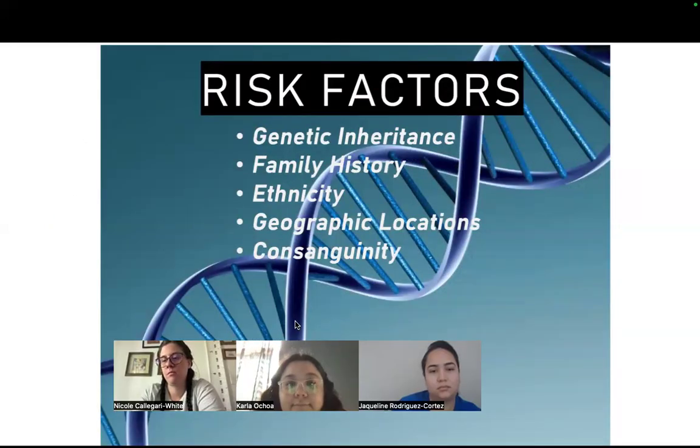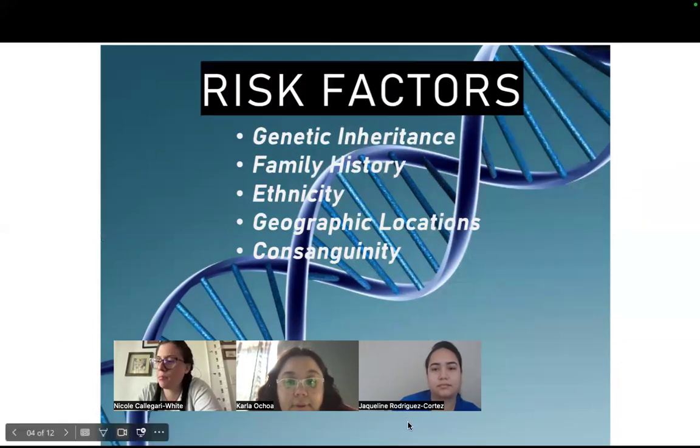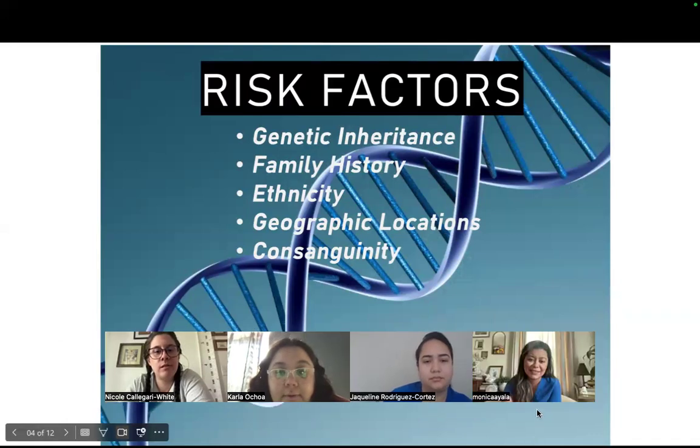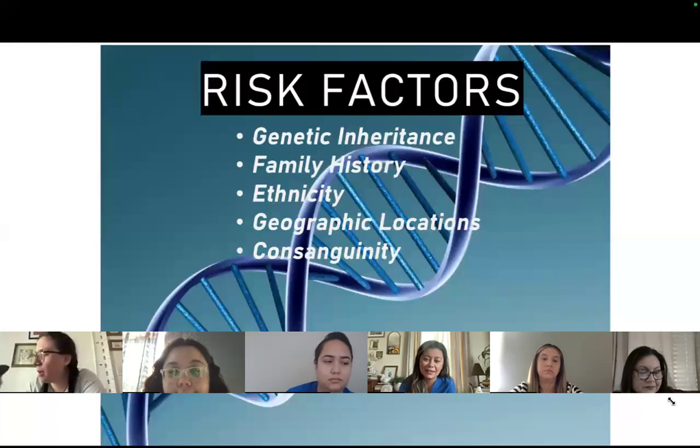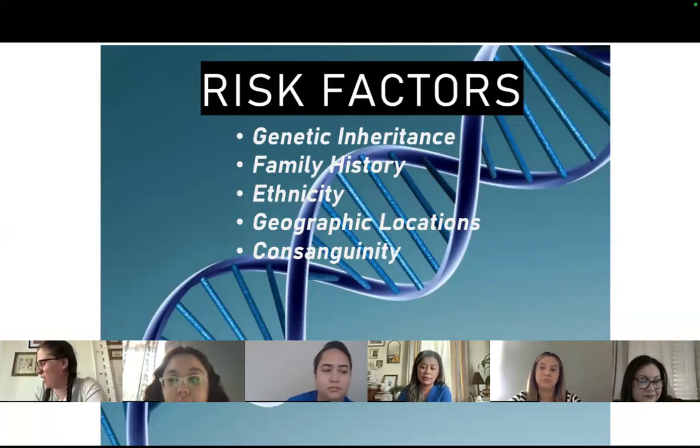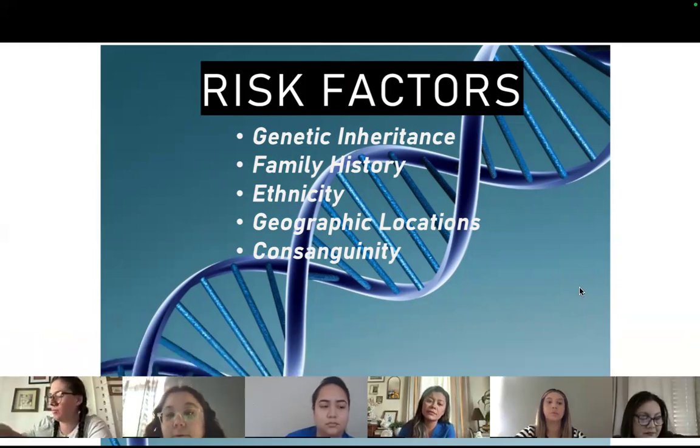Okay, so what are the risk factors? One of the risk factors would be genetic inheritance, which means a person must inherit two defective copies of the CFTR gene, one from each parent, to develop the disease. If a person inherits only one defective CFTR gene, they are a carrier but do not have CF, which is cystic fibrosis.